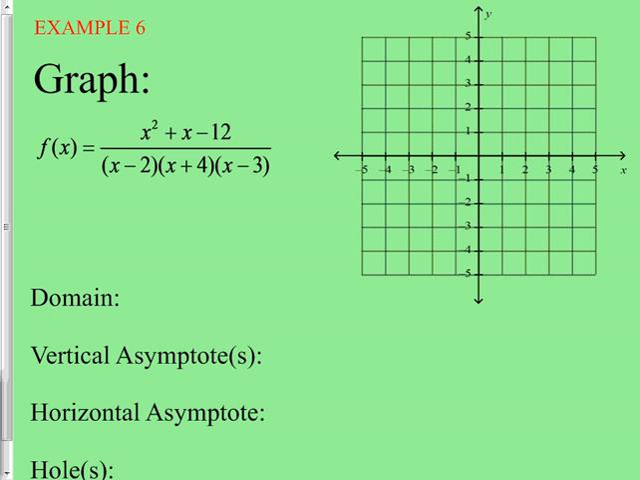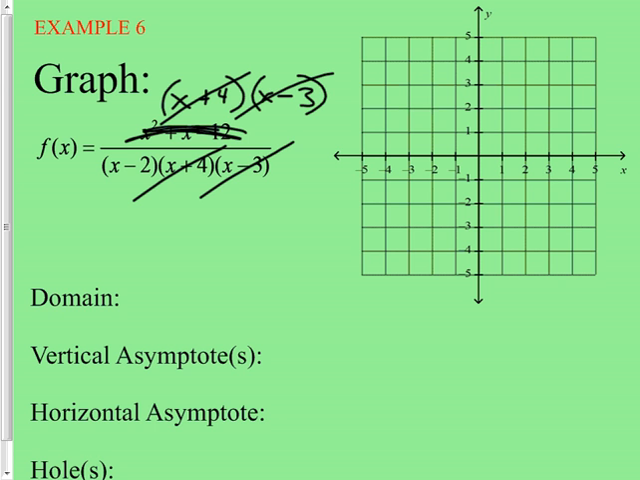Okay, I'm back. By now, you should have factored the top, and you would have had an x plus 4 and an x minus 3. And look at that. Two things cancel off. There's nothing left on the top. So what's on the top then?